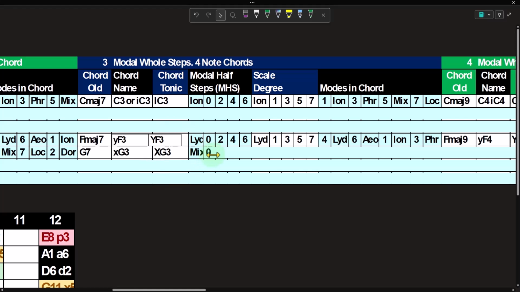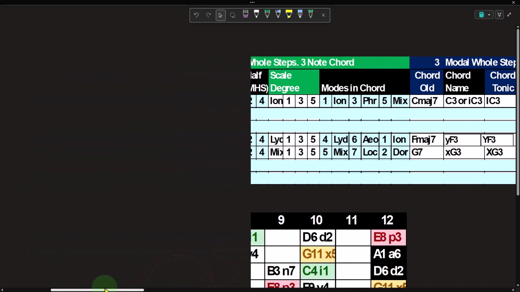Okay, now it gets a little bit wonky. I won't get into the weeds on that, but so what would we name it? Mixolydian 0, 2, 4. So we start on the Mixolydian, go up 2, and then up another 2 and up another 2. Let's see what that would look like.